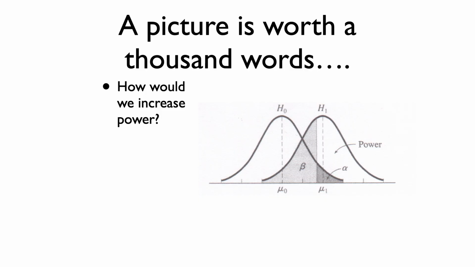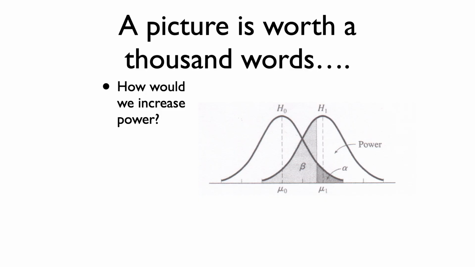How would we increase the power? Now, power is 1 minus beta. Take a look at this. There's beta. 1 minus beta is here, power. So, to figure out the power, we're assuming that this is H1, that that's the distribution. That's a pretty big assumption, because we don't know how big the difference is. We're going to have to make a good guess. Now, how are we going to make this region here bigger? That's what we want to do.